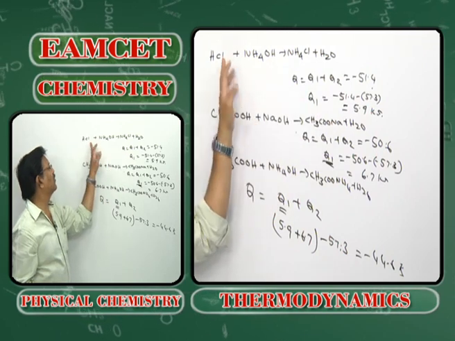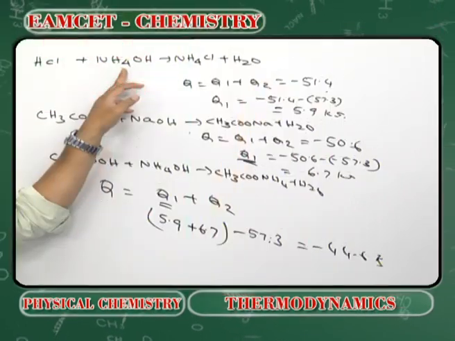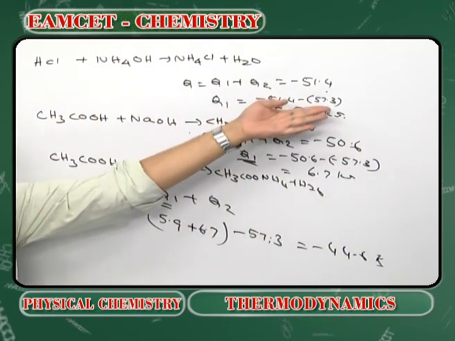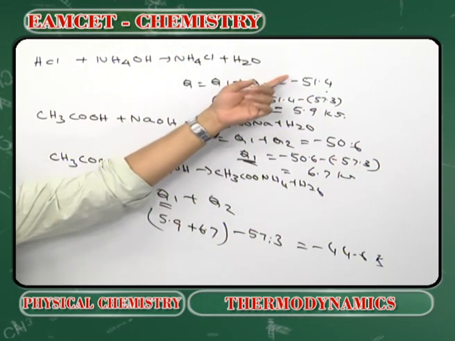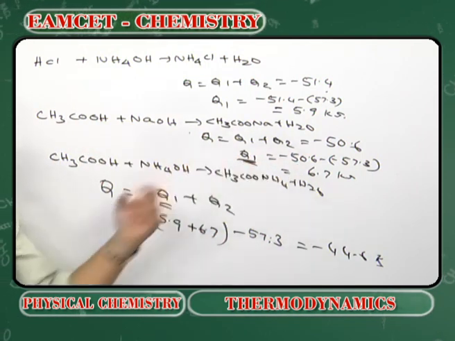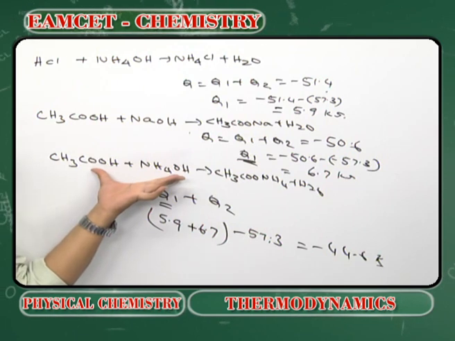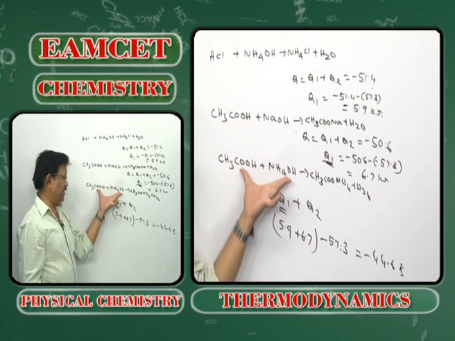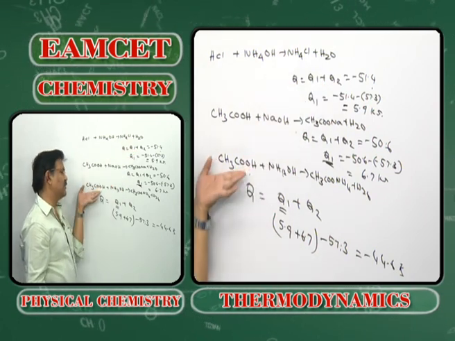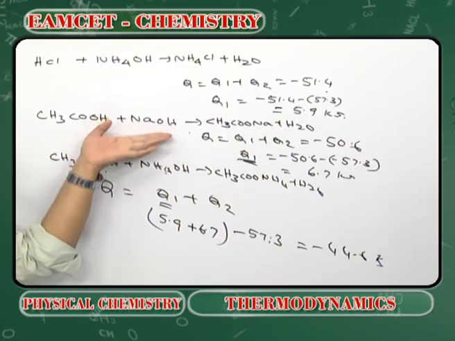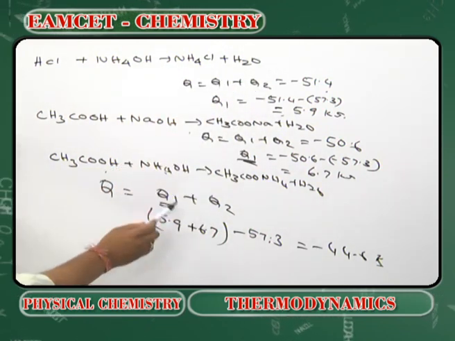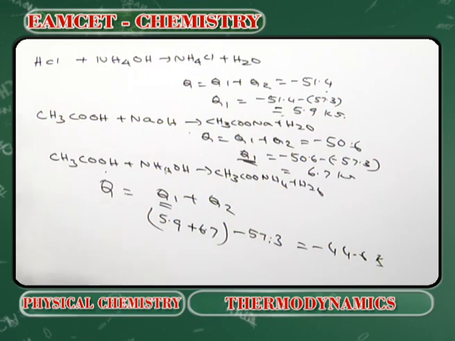So here, from this value, we have to get the heat of ionization of ammonium hydroxide. How do you get it? Just simple: Q minus Q2. Here also, heat of ionization of acetic acid, Q minus Q2. Now here both happen to be weak components. So we have to get the heat of ionization of acetic acid and ammonium hydroxide from the first two equations. This Q minus Q2 will give us that. Next question.